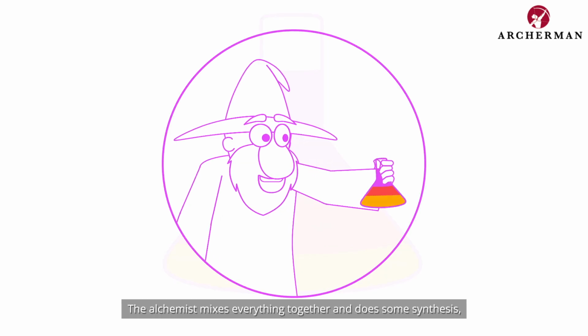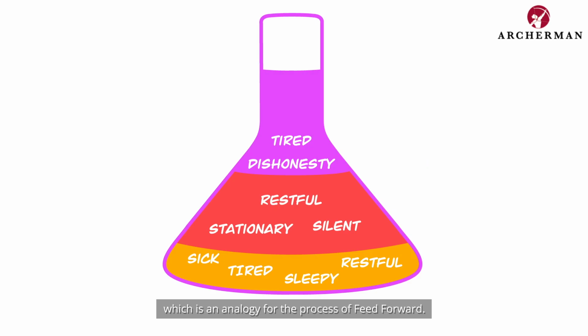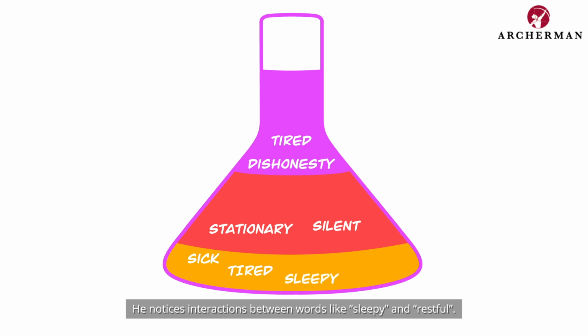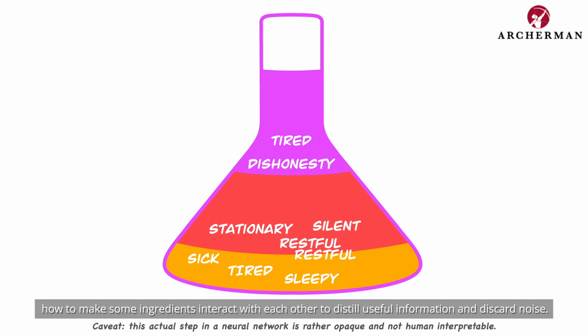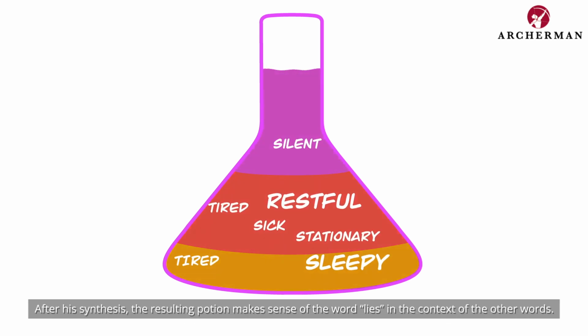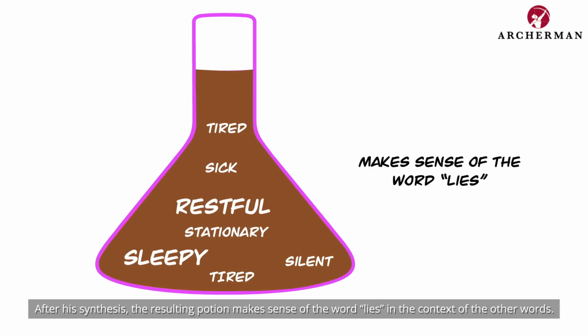The alchemist mixes everything together and does some synthesis, which is an analogy for the process of feed forward. He notices interactions between words like sleepy and restful. He also notices that dishonesty is only mentioned in one potion. He knows from past experiences how to make some ingredients interact with each other to distill useful information and discard noise. After his synthesis, the resulting potion makes sense of the word lies in the context of the other words.